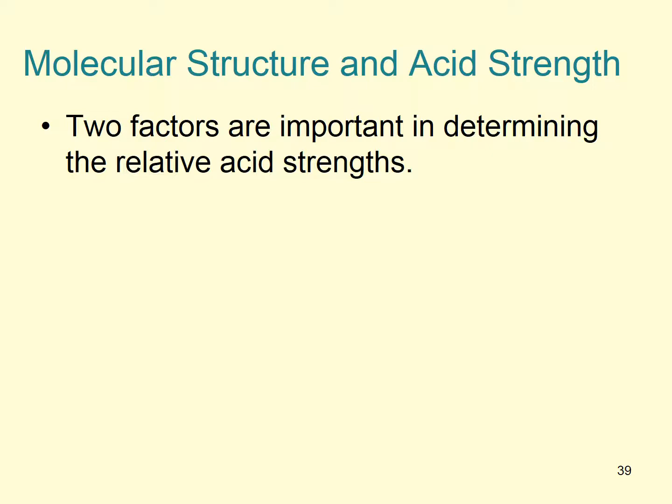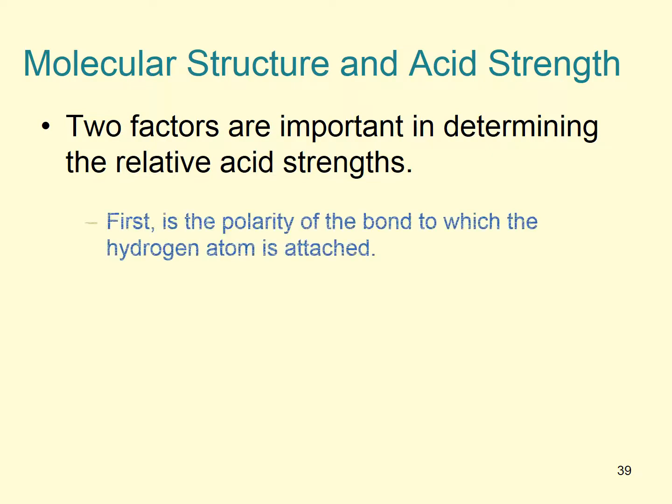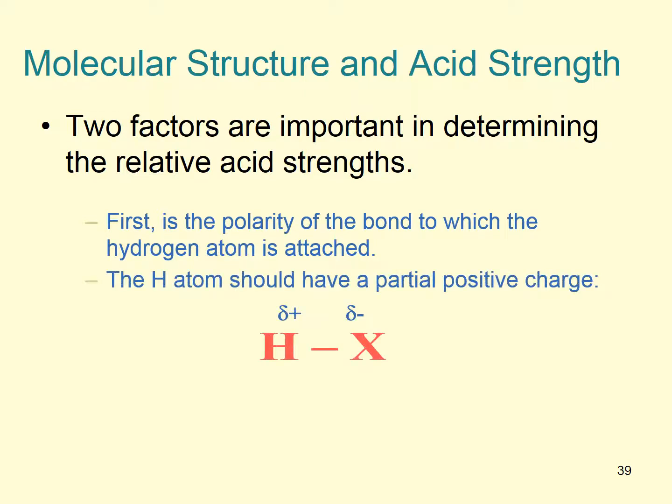So there are 2 factors that are important in determining how strong an acid is. The first is polarity. If you have a polar bond, remember the H will be more positive, the X will be more negative. The more polar this bond is, the better an acid you have. Because the more skewed it is, the more the X will hold on to the electrons, the less the H will have the electrons, so the more willing the H is to break off. So the more polar a bond, the more acidic it is.